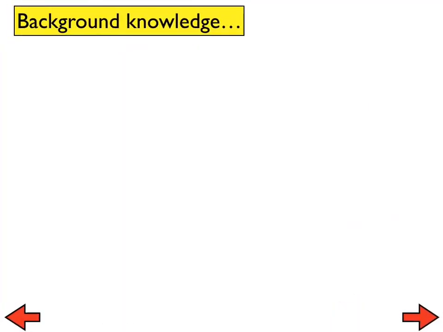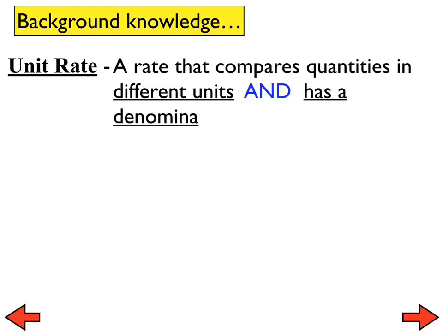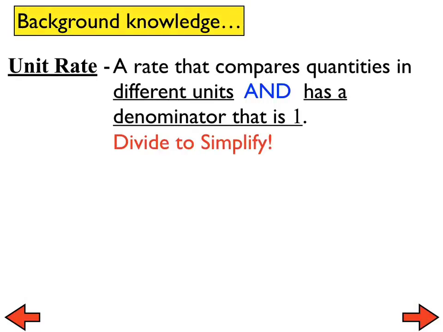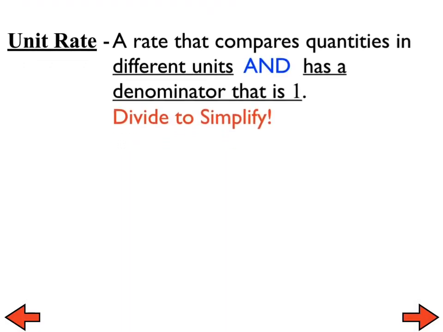Starting with some background knowledge, we have the vocabulary phrase unit rate, which is old news, right? We all know what this is. It's a rate that compares two different things, and it has to be compared to one, like miles per hour or dollars per gallon. It's all per 1 mile or per 1 gallon, per one book. And you have to divide to simplify.